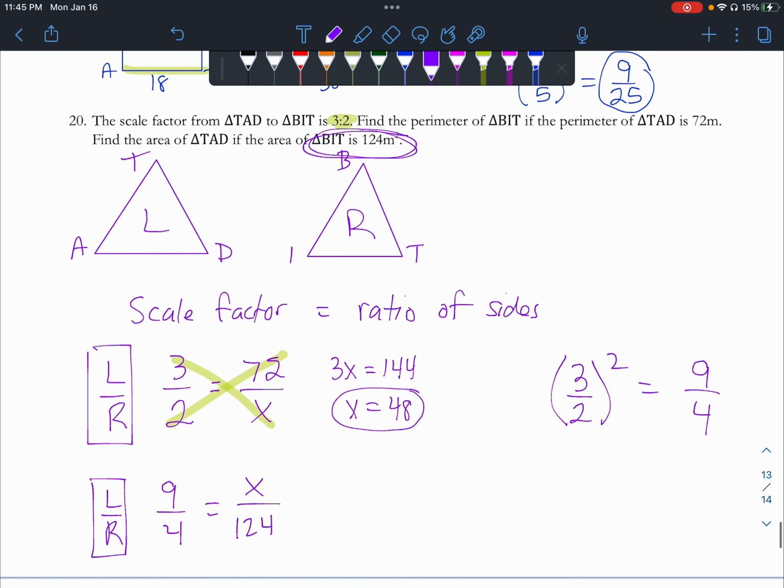So I know the right side. I'm actually trying to find the area of that left side. I can now cross multiply. More calculator work. 9 times 124 gives me 1,116. I definitely don't know that one off the top of my head, but it is 279 for the area of the one on the left.